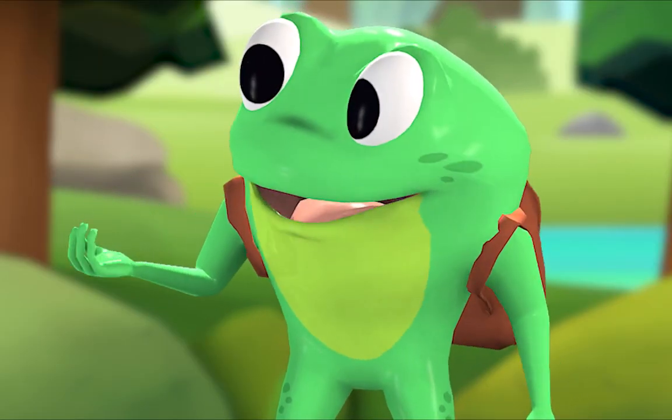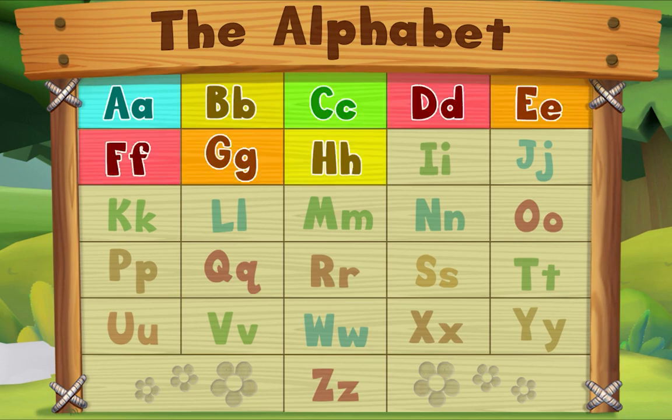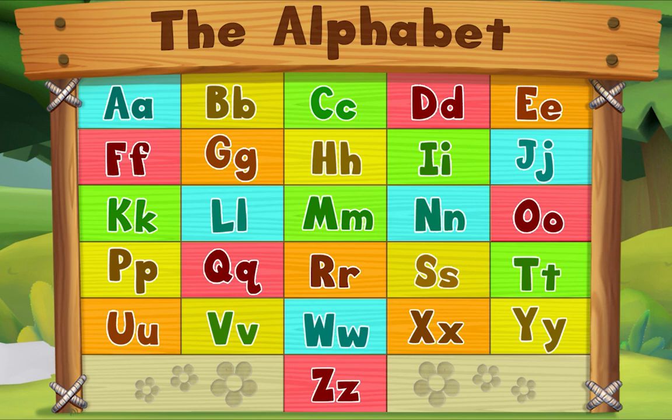Let's sing the alphabet song. A, B, C, D, E, F, G, H, I, J, K, L, M, N, O, P, Q, R, S, T, U, V, W, X, Y, Z. Now I know my ABCs. Next time, won't you sing with me?